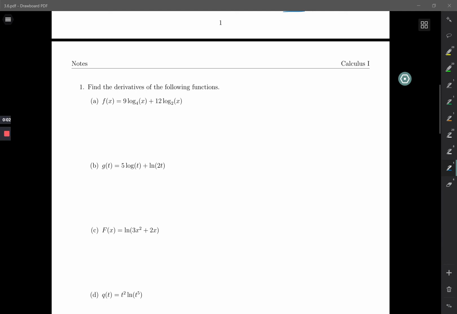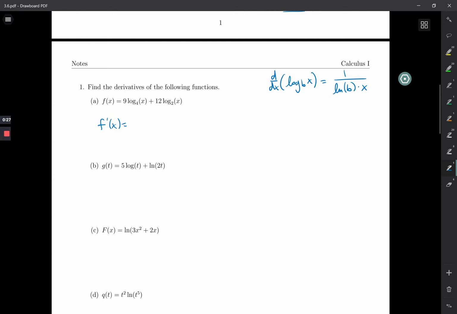Okay, so now we're going to do some examples, and just so we have the formula to look at, I'm going to write it right here. The derivative of log base b of x is equal to 1 over natural log of b times x, right? And so we're just going to use this formula to find these derivatives.